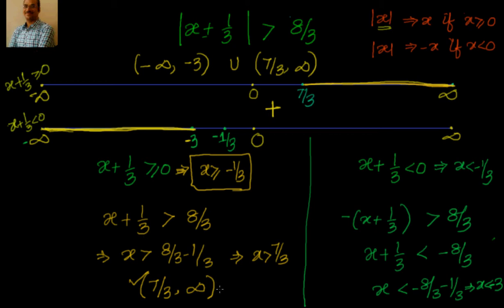Based on that, we got 7/3 comma infinity. And the values we are looking at are x greater than or equal to -1/3, but we have 7/3 to infinity, which is actually in the same range.